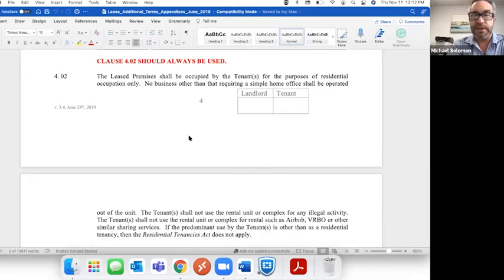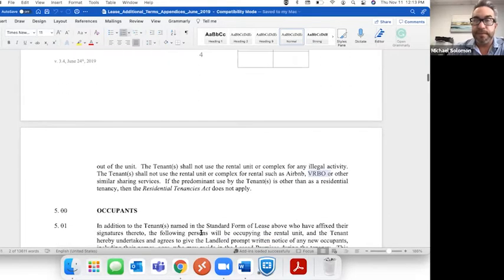Clause 4.02, we should always use that the leased premises will be occupied, but no business other than a simple home office will operate out of the home. So you don't want your tenant to do things like create an Airbnb or a VRBO, or I don't know, start selling drugs out of their house, or perhaps they run their trucking company out of the house, and the trucks are parked outside, and employees are coming and going and getting into trucks. I've seen that happen as well.